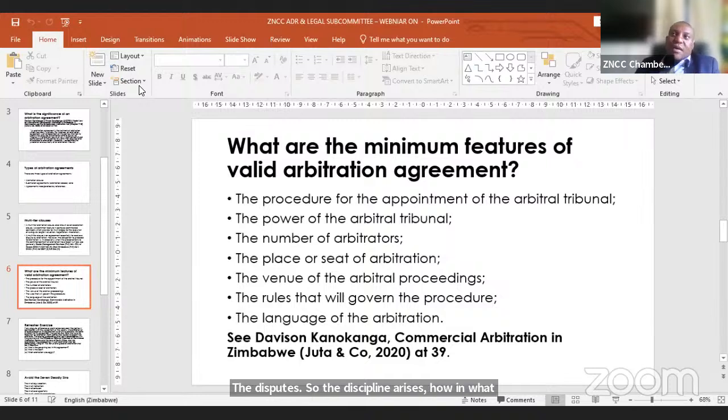More often than not, you find this in international arbitration. In Zimbabwe, we have 16 national languages, so one can choose from the 16 official languages that we have, but that's just stretching it. That's just to show you the importance of language. So at most, an arbitration agreement should also have this.